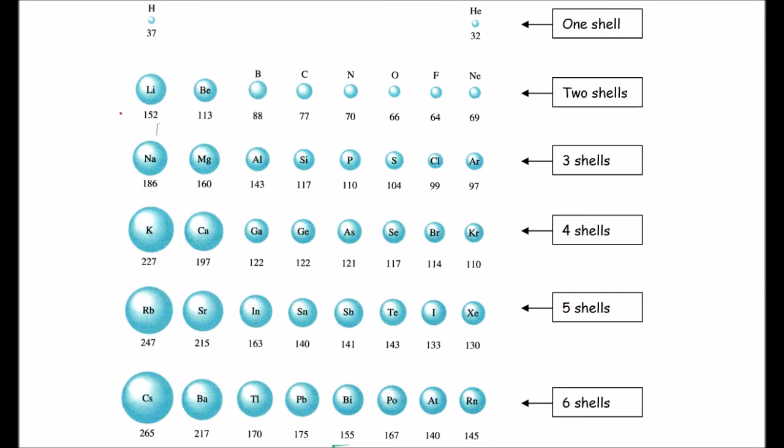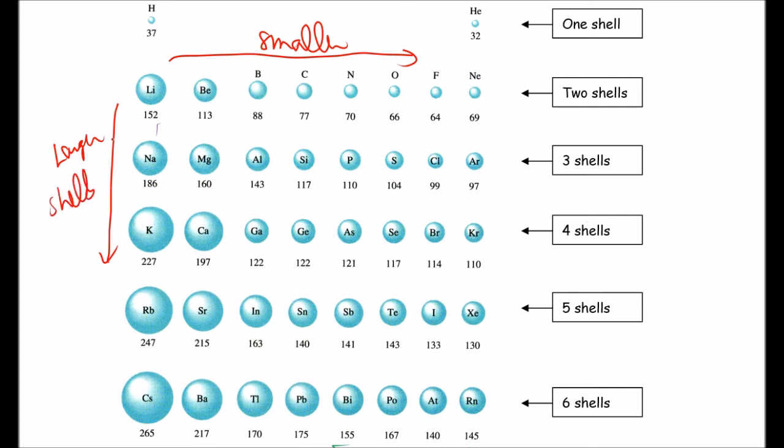Simple trends are, go straight down a column, it will get larger. Simple trend going straight across will get smaller. And those are for completely different reasons. This is the shells. This is the protons pulling on the shells. And if you're going on some kind of diagonal, then you can get atoms that are the same size. See this diagonal here, same size.